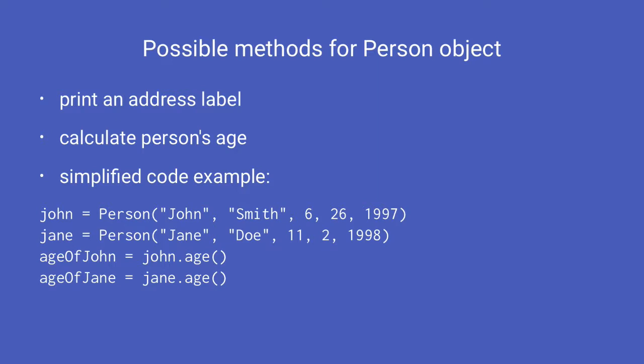In the code example, we create person objects by using the name of the object and sending it the data with which to initialize or construct the person, and assign the result to a variable. We could then call a method named age. When we call it with John, it uses John's date of birth to compute his age, and when we call it with Jane, it uses Jane's date of birth to compute her age.